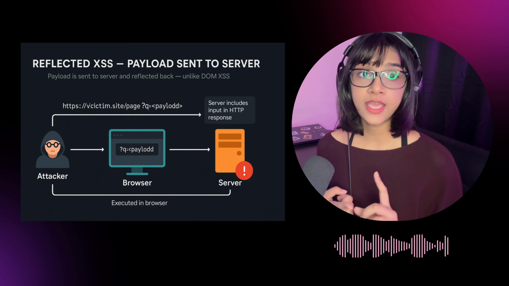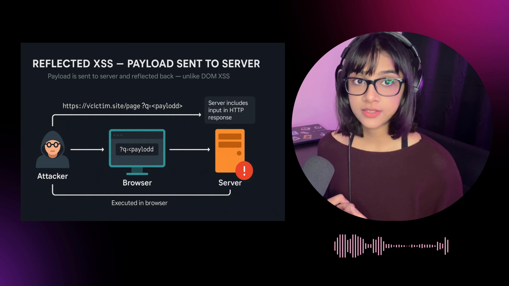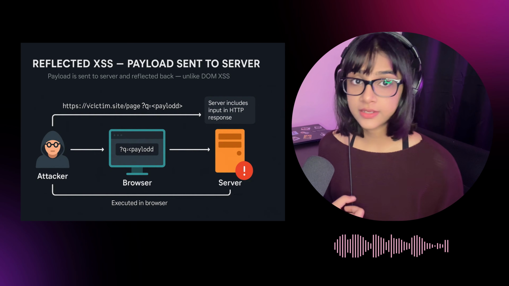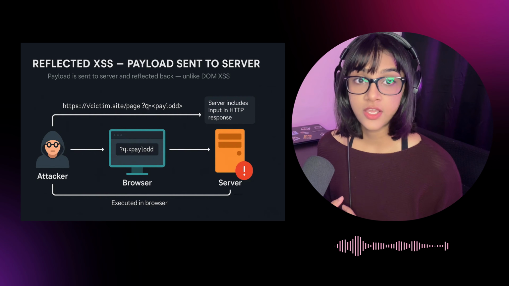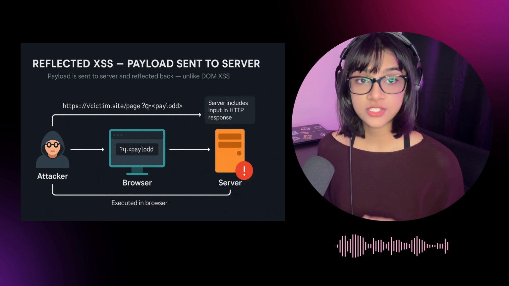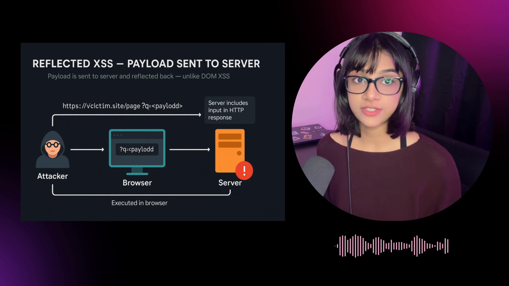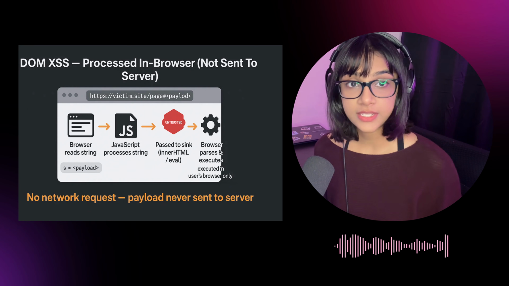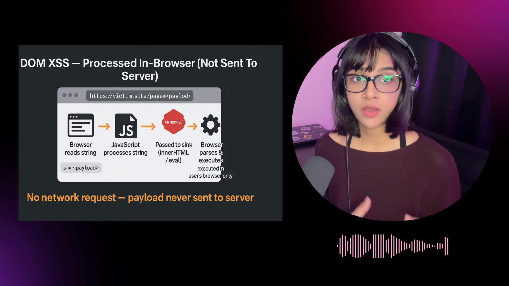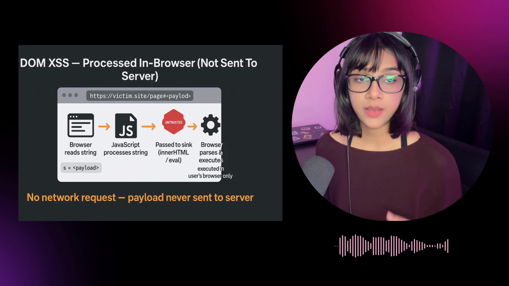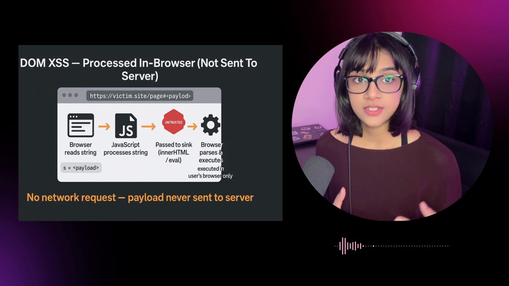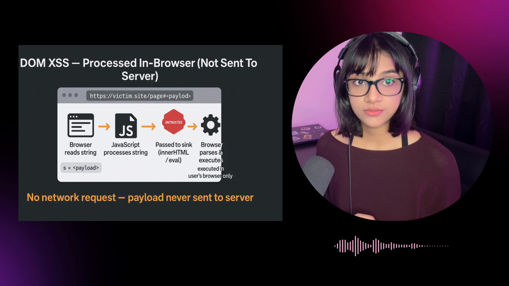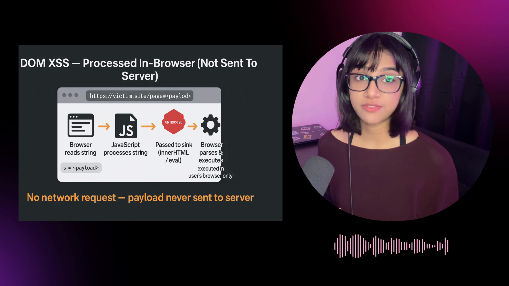So in reflected and stored, your payload is getting sent to the server first, but that doesn't happen in DOM XSS. In DOM XSS, your payload is not being sent to the server, it just gets loaded in the victim's browser. That's a very huge difference. It's not sent to the server, it just gets executed in the victim's browser because the DOM updates it dynamically. I told you that's the job of the DOM, to update the elements of the HTML dynamically in the victim's browser. Nothing is sent to the server. So that's a pretty huge difference. You should definitely keep it in mind.